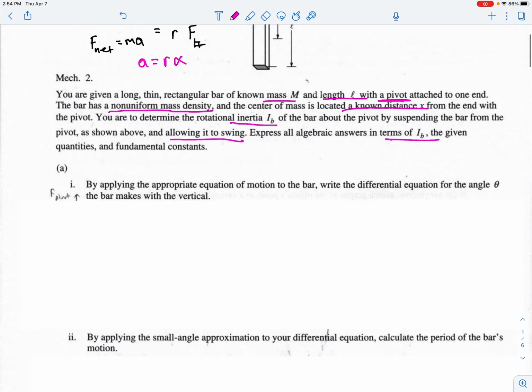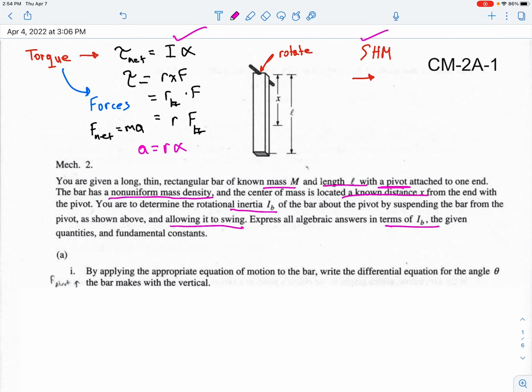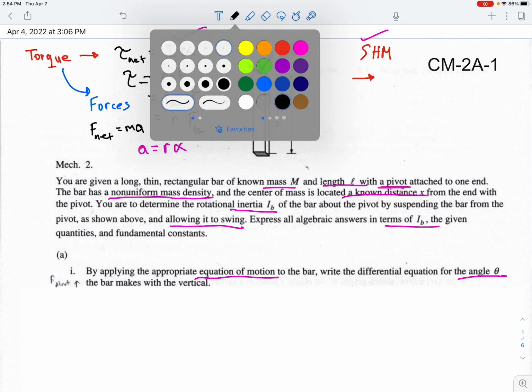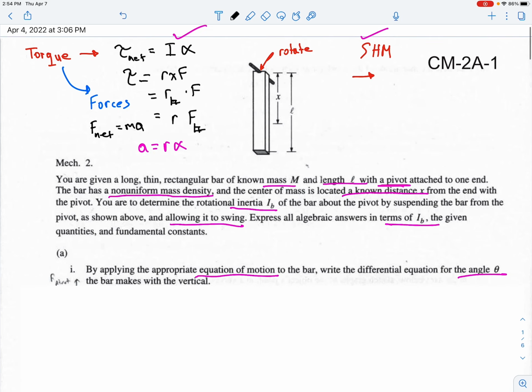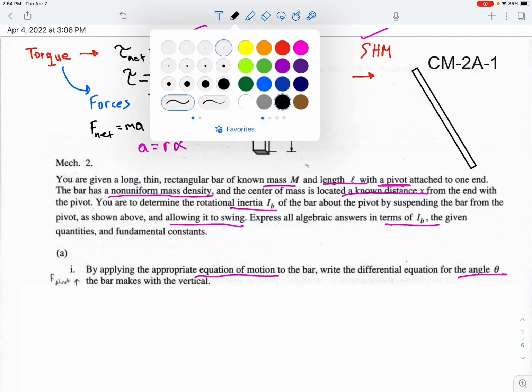Okay. By applying the appropriate equations of motion, what do they mean by equations of motion? Write down the differential equation for the angle theta that the bar makes with the vertical. So that means that if we have a bar here, hopefully I could draw a bar. A bar here, right? They're asking you what is happening with theta. Let me put a vertical line here.